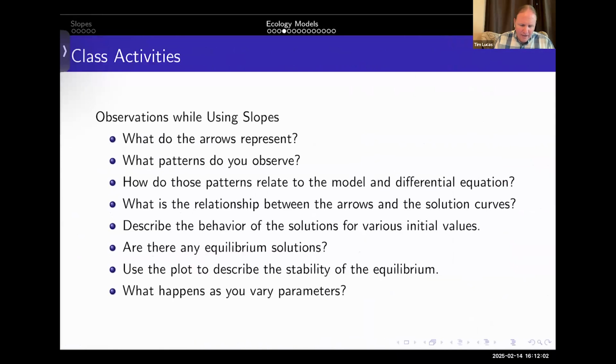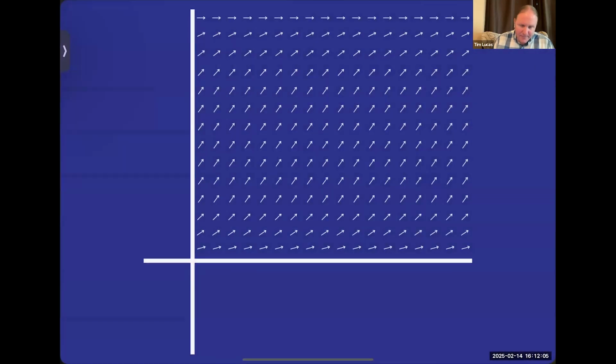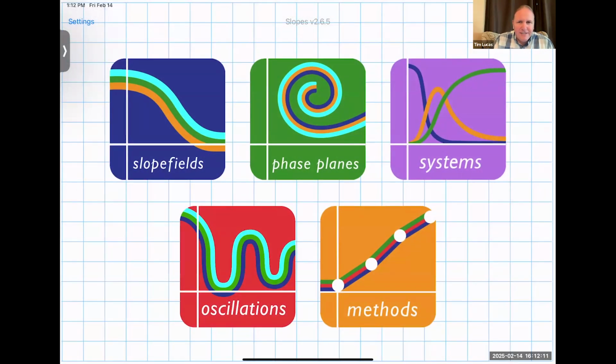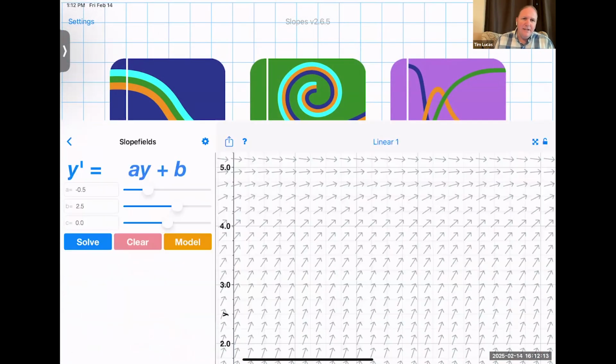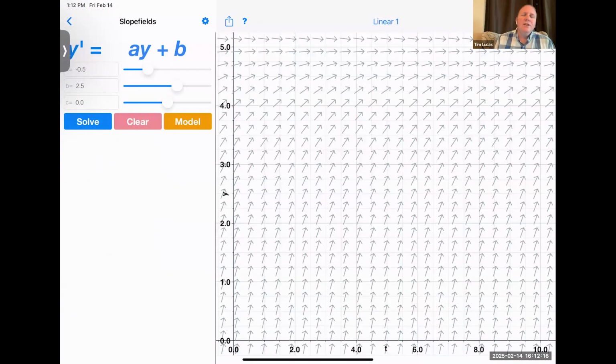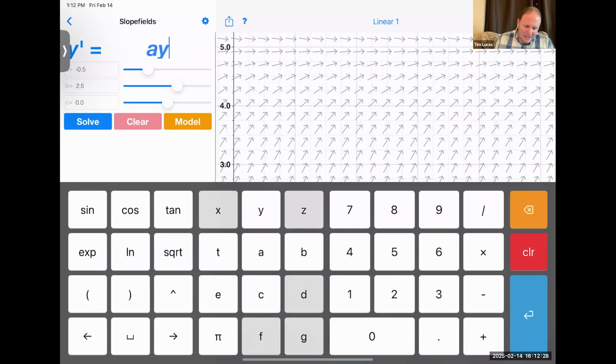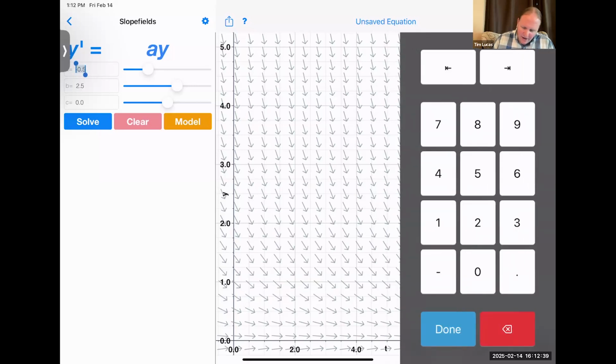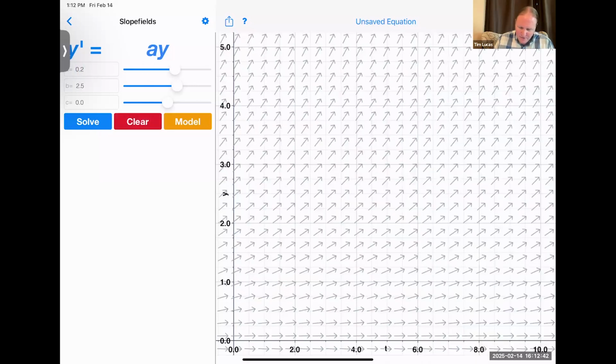So okay, I'm going to open up the app. This is Slopes. It comes with 5 activities. I'm going to mostly look at the slope fields activity with you guys today. When you bring up the slope fields activity, it already has an equation loaded up so that you can see a slope field, but you don't have to use that equation. You can go in and edit the equation. I'm just going to look at growth being proportional to the current population. So you can put numbers straight into the equation, but I like to have a constant that I use. So I'll make a little growth rate. We'll make it maybe 0.2.